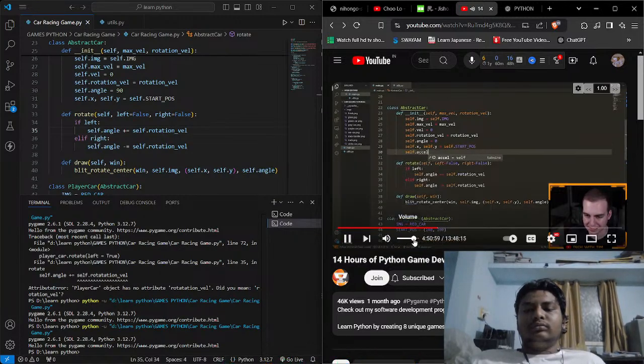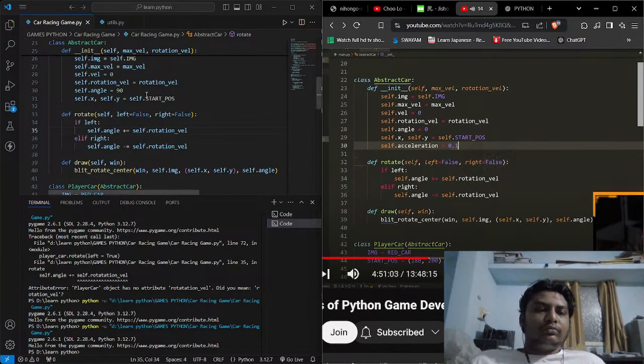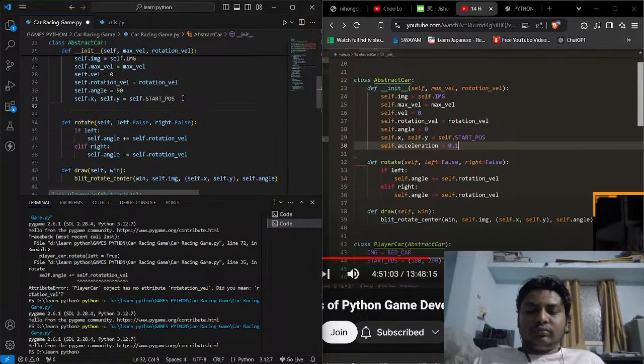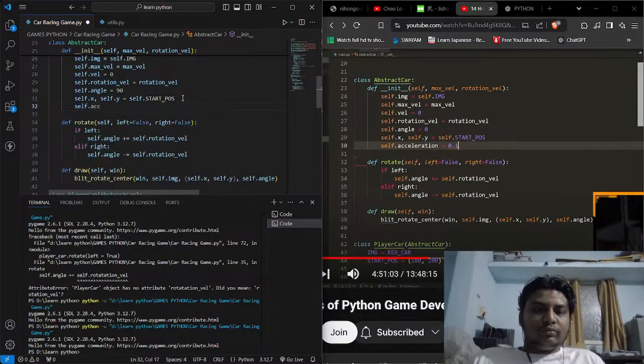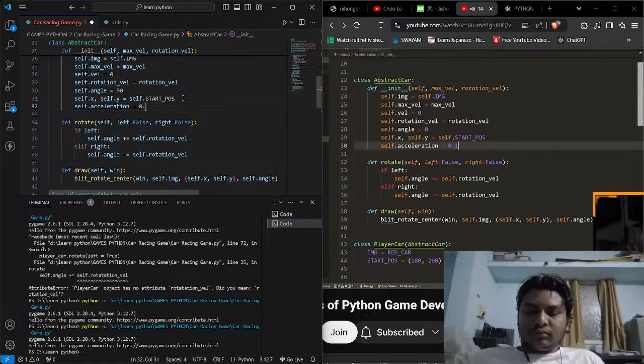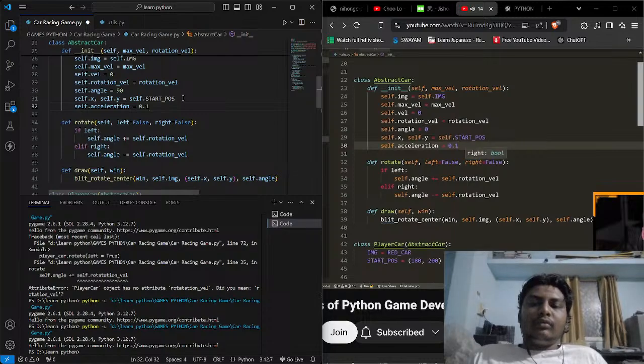So I'm going to say self.acceleration, did I spell that correctly? Looks like I did, is equal to 0.1. So this means every time that we are pressing down on, I guess it's going to be the W key to go forward, we're going to increase the velocity of our car by 0.1, let's call it pixels per second. That's maybe the unit that we're going at. If you want to accelerate slower, then make this 0.05, right? Or if you want to go faster, make it something like 0.2.